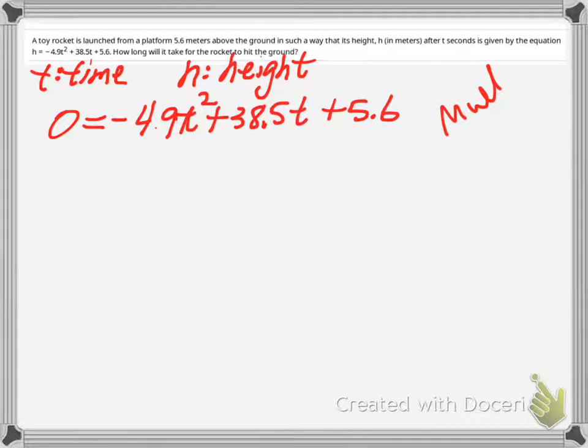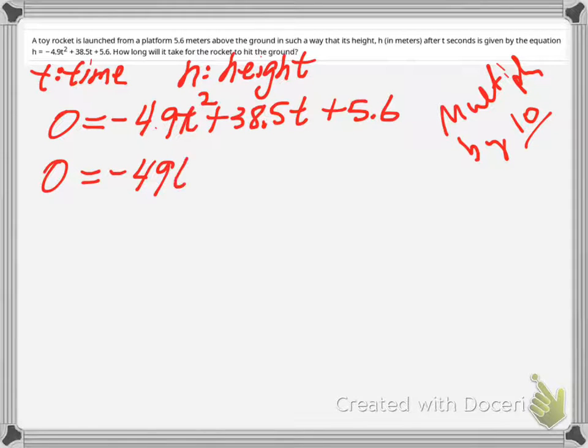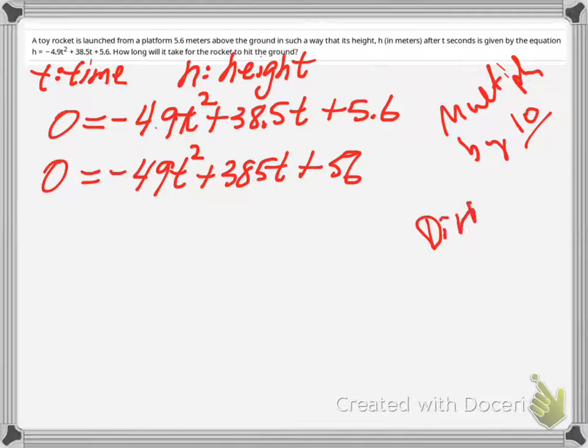For me, one of those tricks is I don't like decimal numbers, so I'm going to multiply both sides of the equation by 10, and that's going to move the decimal over one place. So if I multiply the left side of the equation by 10, well, 0 times 10 is 0, and then I'm just going to go through and multiply everything by 10, moving that decimal one place to the right.